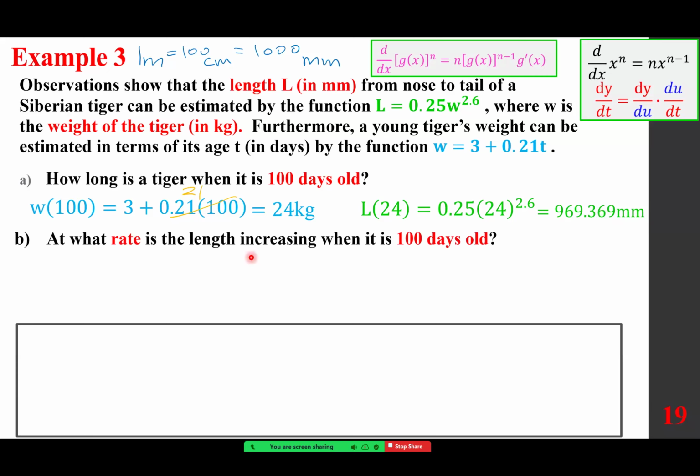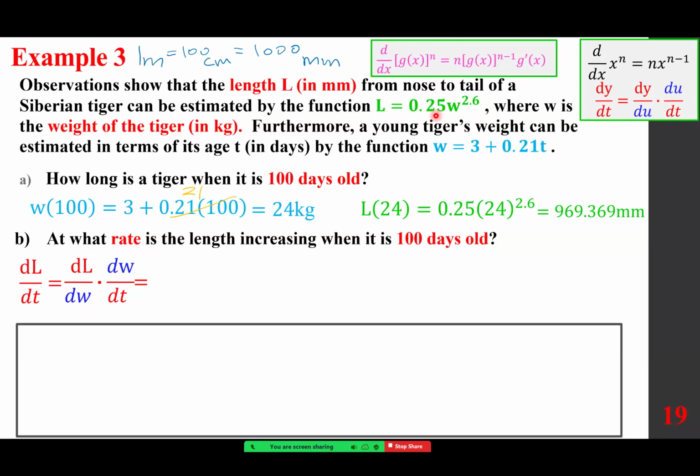At what rate is the length increasing when the tiger is 100 days old? And we have the rate, we have 1 point in time, that means differentiation. So the length, dL, and this is time, dt. We want dL/dt. I'm going to remind you dy/dt is dy/du times du/dt, where u is the intermediate variable. So notice L is a function of W, W is a function of t. So going from L to t, the intermediate variable is W. That's where you put that dW, everybody. So dL/dW times dW/dt. Leibniz's notation.